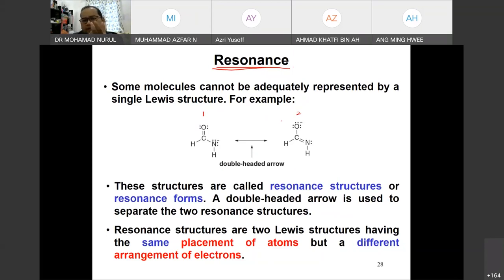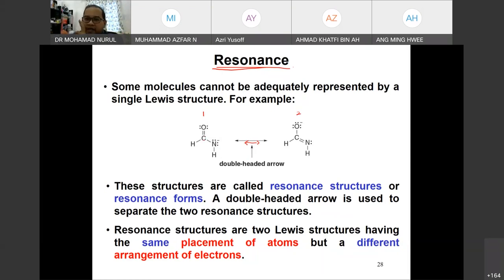But we prefer to say that it is a resonance structure. The double-headed arrow is used to separate the two resonance structures. It means from one shape to another shape. So from shape number one to shape number two, it has already moved very fast. We cannot capture that.